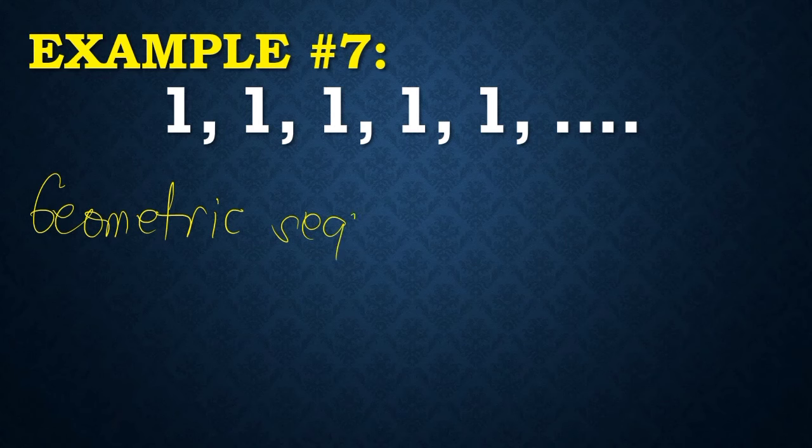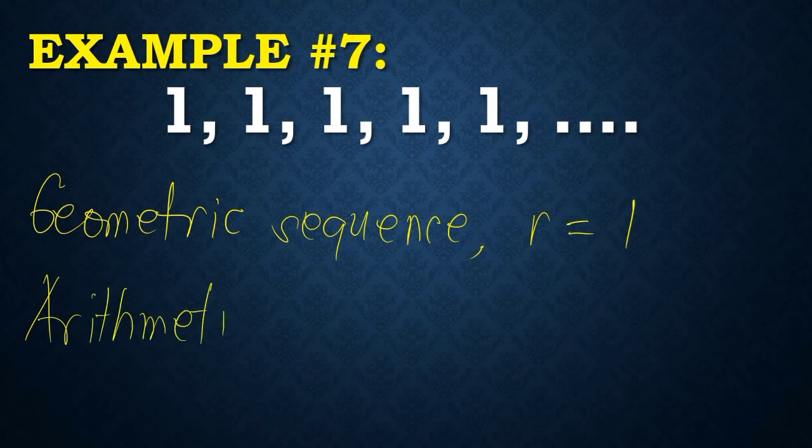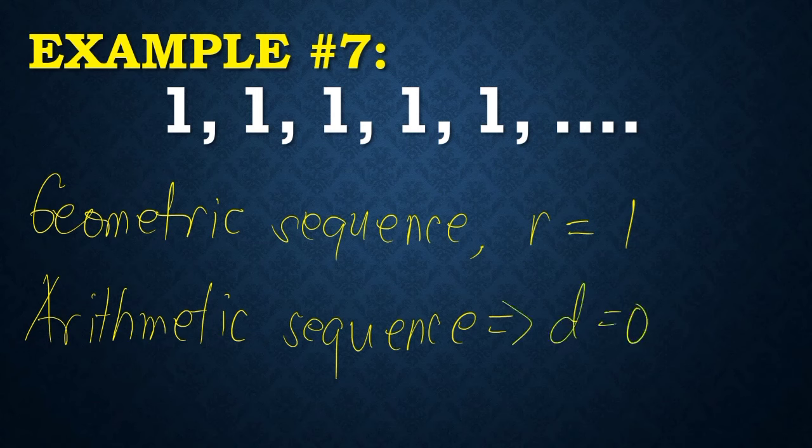And then, of course, our common ratio, obviously, 1. And then, this sequence can be classified also as an arithmetic sequence. So, why is it classified as an arithmetic sequence? It's because yung common difference is 0. So, d equals 0. So, kapag in-add natin yung 0 dun sa first term na 1, makukuha natin yung second term na 1 din. Another 0, 1 pa rin naman ang makukuha natin. So, pwede siyang maging geometric sequence, pwede rin po siyang arithmetic sequence.